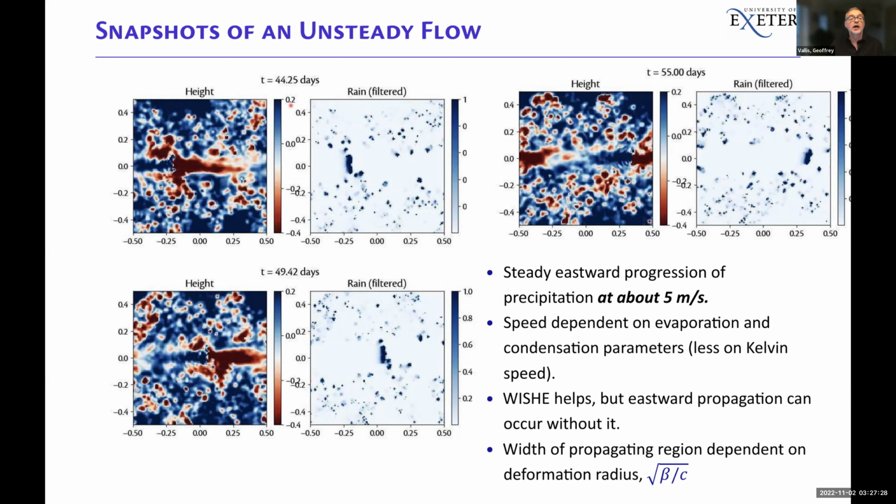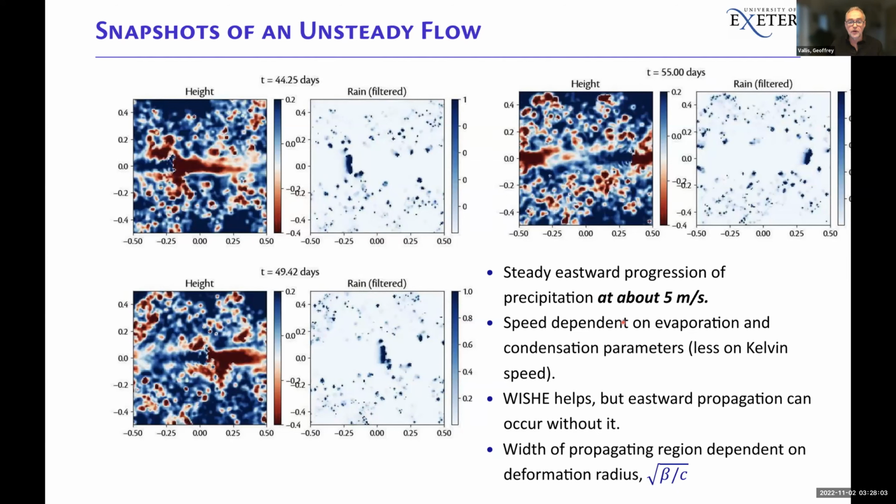And then this is at time 44 days, and at time 55 days, we see that the disturbance has actually moved eastwards quite a lot. It goes from here to here. From 44 days to 49 days, it's moved down to here. And it's moved even further east at 55 days. So we do get a steady eastward propagation at about 5 meters per second.